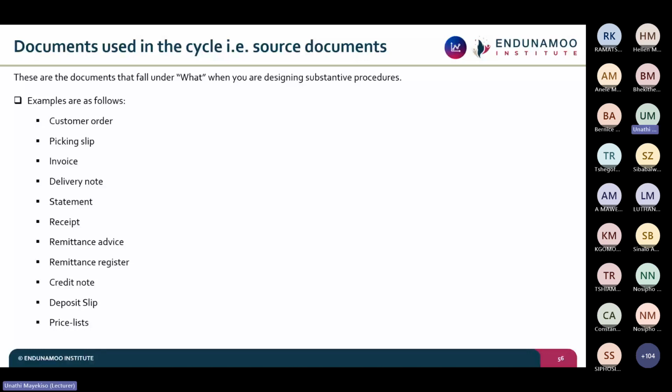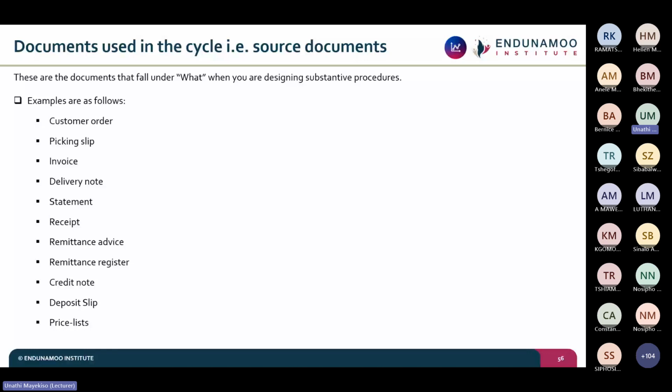You'll also receive a receipt when you pay. These days, because we're paying electronically, if you make a payment using EFT, I suppose your receipt would be your proof of payment. You'll have a remittance advice, which is also your proof of payment. And a remittance register. You can go to the bank and you can ask them to print for you a register of all your proof of payments.